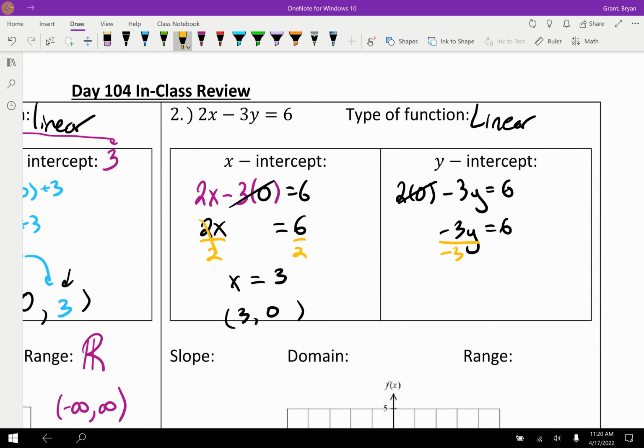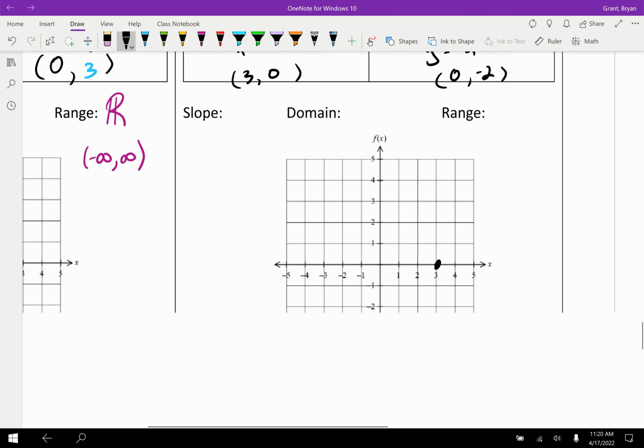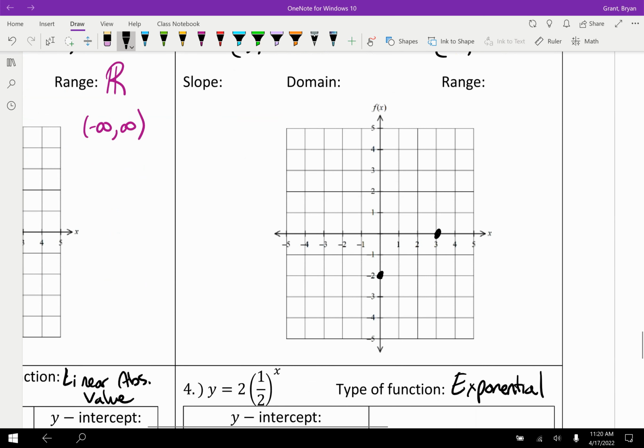We divide off the negative 3 out front, and this will give us that y is negative 2, or when x was 0, y is negative 2. We can graph each of these. (3, 0), (0, negative 2) is down here.